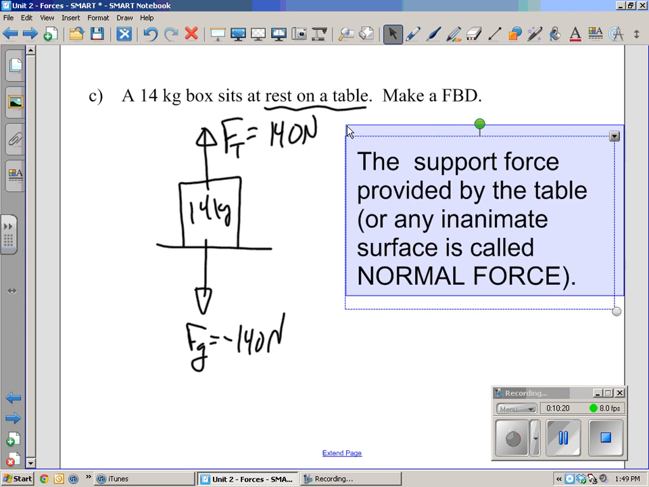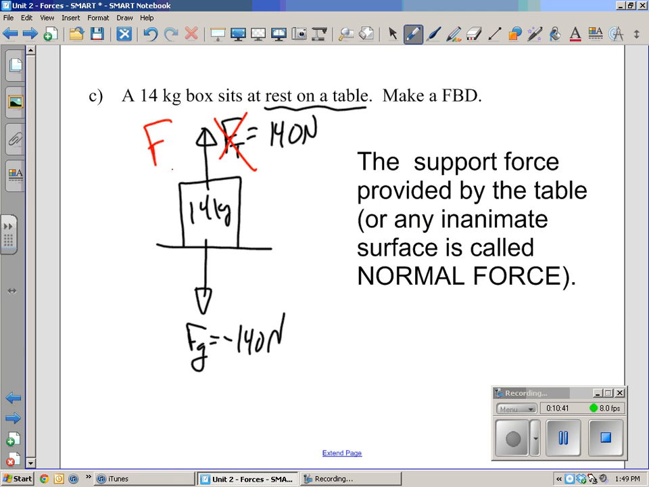The support force provided by the table or any inanimate object, an inanimate surface, is called normal force. All right, the idea is the box is sitting on something. We don't care what it's sitting on. We just know that it's sitting on something. And so instead of calling it FT for table or FF for floor or FD for the force of the desk, in physics we always just call it the normal force, FN. Okay, so FN from now on is the normal force, and that's the support force provided by whatever surface your object is sitting on. Okay, that's going to come up a lot. Anytime your object is sitting at rest on a surface, there's going to be a normal force of some sort.